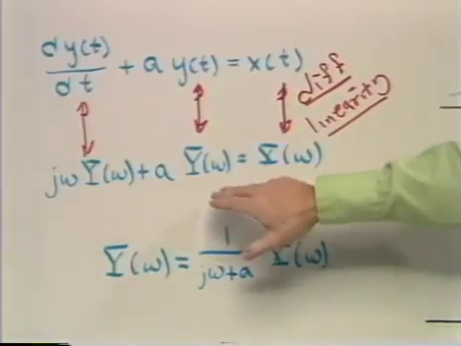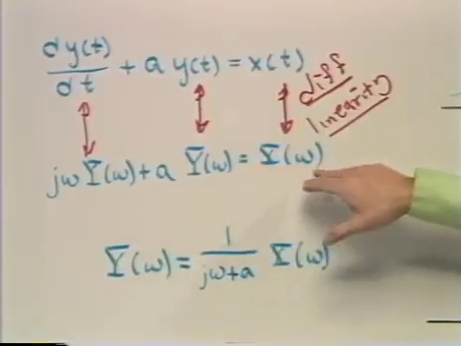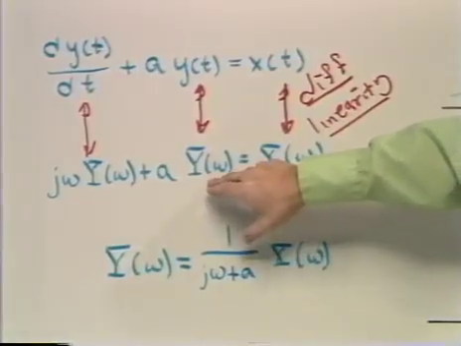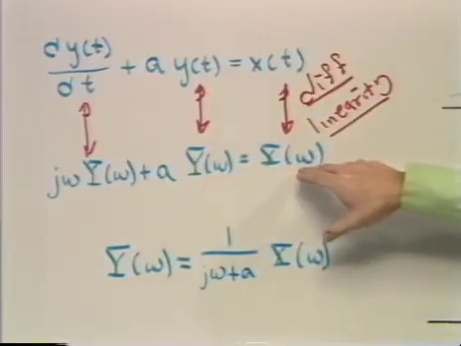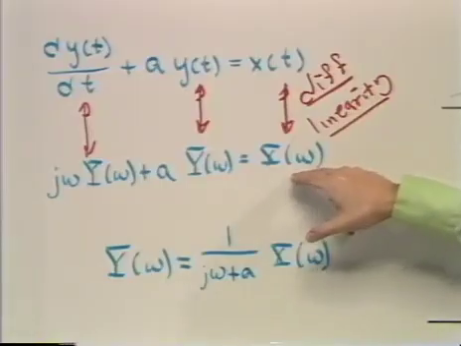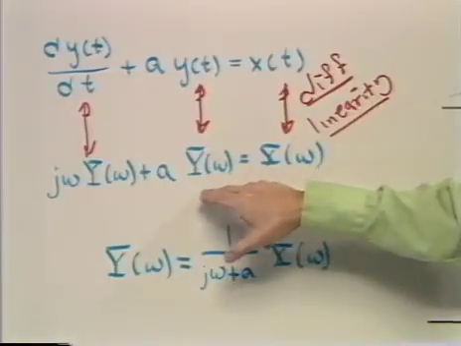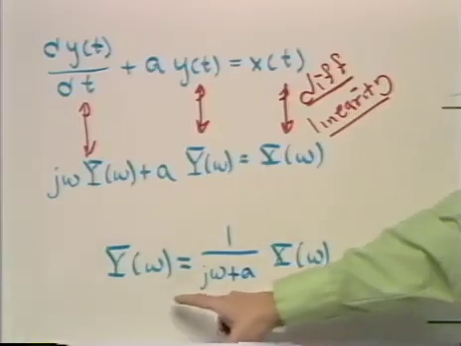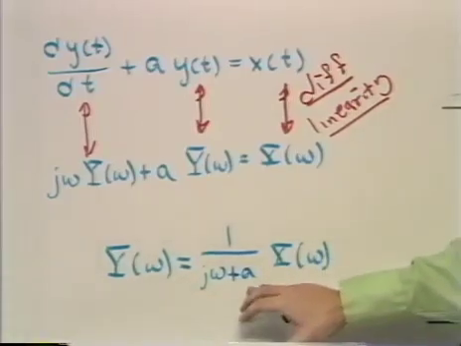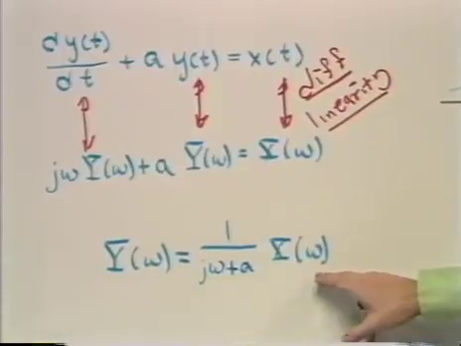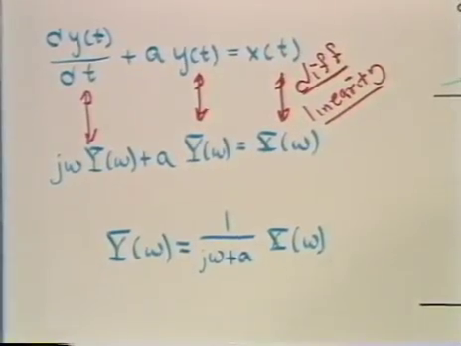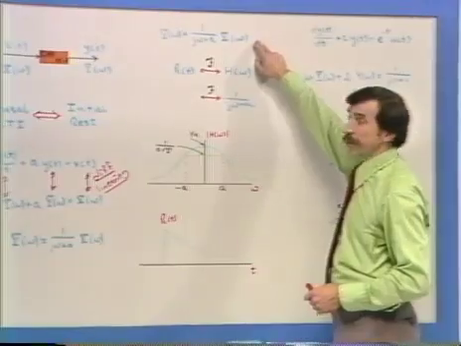All right, now we can solve this equation for Y of omega, the Fourier transform of the output, in terms of X of omega, the Fourier transform of the input. And a simple algebraic step gets us to this expression. So the Fourier transform of the output is 1 over j omega plus a times the Fourier transform of the input. And I've just simply repeated that equation up here.